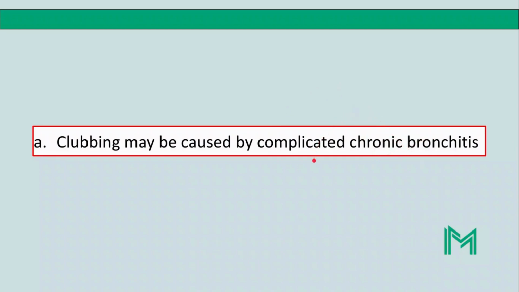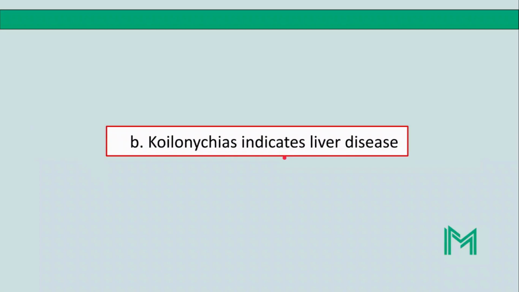bronchitis can be complicated by lung abscess, empyema, etc. So if you have a complicated chronic bronchitis, and it's complicated by a lung abscess, empyema, etc., you may have nail clubbing. So this really is a true statement, because in the statement we have clubbing may be caused by complicated chronic bronchitis, but chronic bronchitis in and of itself will not necessarily give you clubbing until it's complicated by a lung abscess or empyema. So this statement is really a true statement. Let's go to the next one.